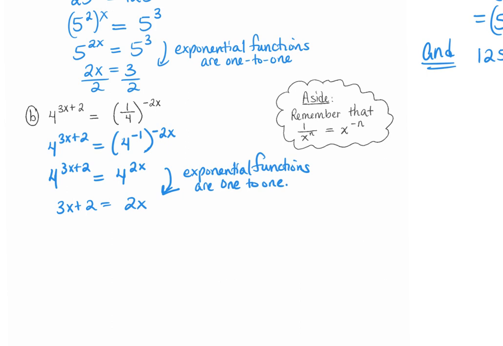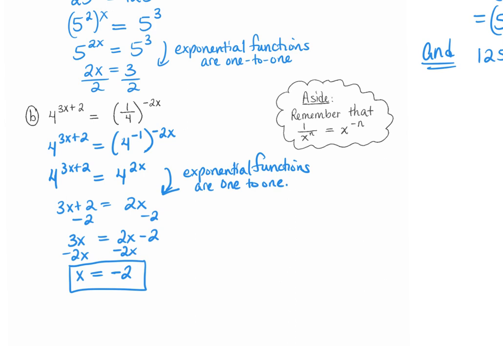Can we subtract 2 from both sides? Sure. To get what? 3x equals 2x minus 2. Good. Then what? And then you can move the 2x to the left hand side, by subtracting 2x to get what? x equals negative 2. Good. So x equals negative 2. And what should we do?